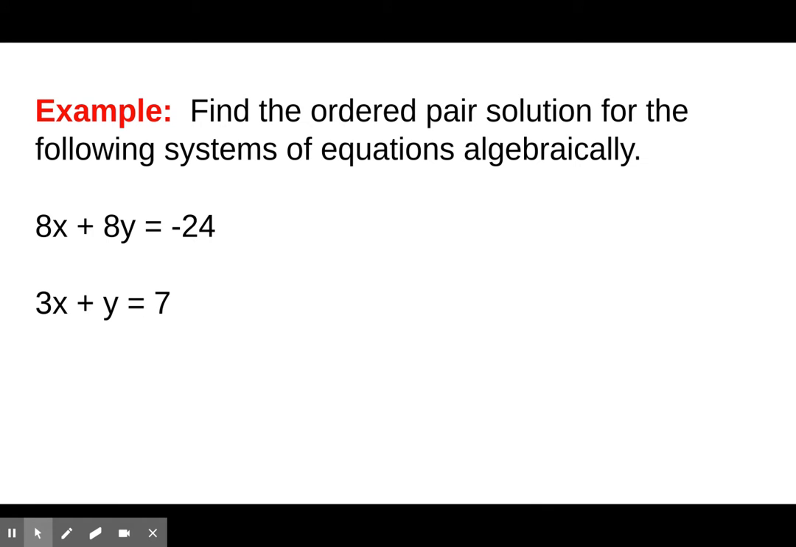So yesterday we began looking at how we could solve a system of equations algebraically. We're going to continue that today and continue using substitution. One thing you're going to notice that is different today from yesterday is that both of these equations in this system are written in standard form. So I have 8x plus 8y equals negative 24, and 3x plus y equals 7. Whereas yesterday, one of these was in standard form, and the other was in slope-intercept form.